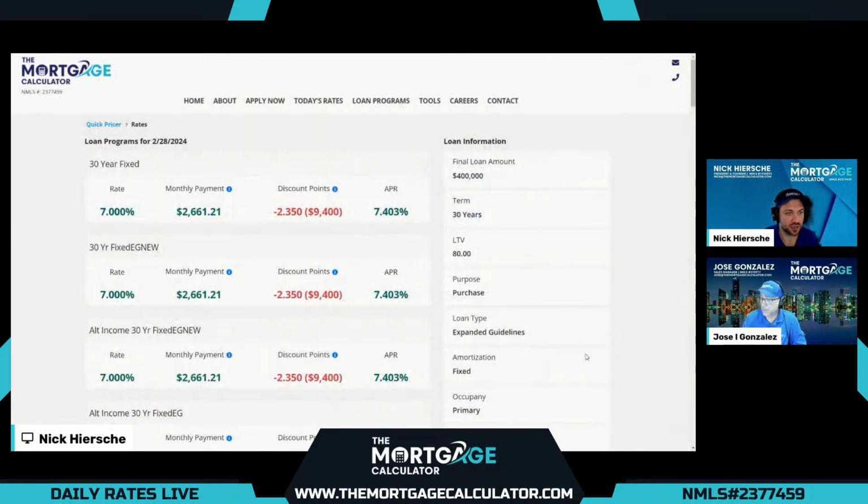So let's check out the non-QM options. And as usual, non-QM doesn't change daily or hourly like the conventional stuff does. So pretty much the same as it has been the last few shows: 7% rate, 2.35 discount points for a final APR of 7.403. So some good options here for a bank statement option within about a half a point of conventional, which is always amazing.